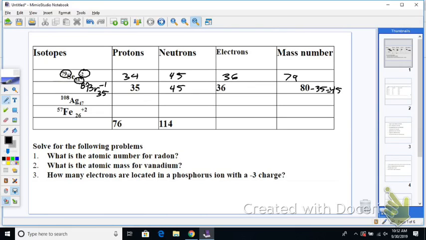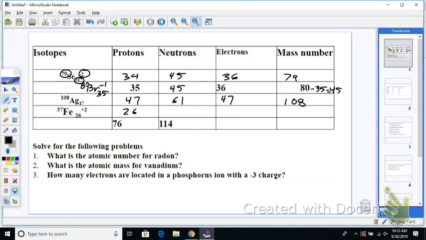The next one, silver, 47 is that bottom number. 108 is the mass number. The difference between those two would be my number of neutrons. So that would be 61 neutrons. And there's no charge, so it has to be the same. Electrons and protons.